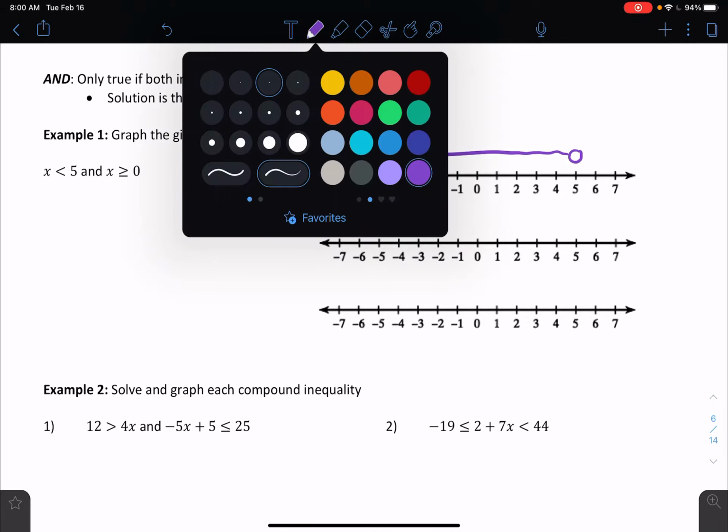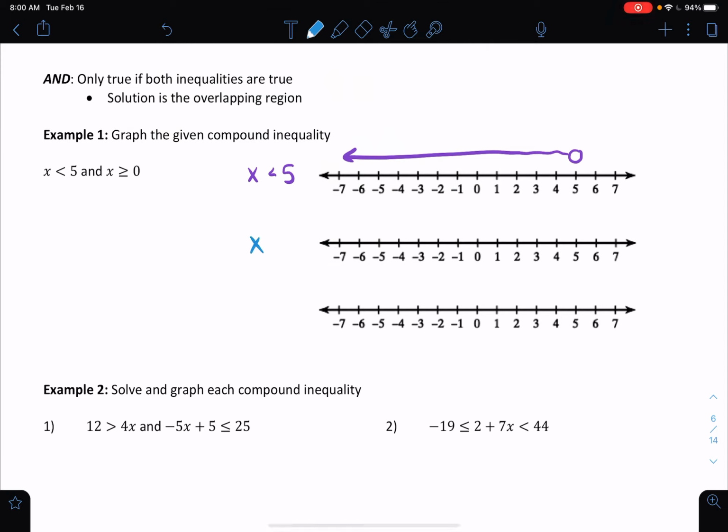If I have x is greater than or equal to 0, this second inequality here, it would be a closed circle at 0 because I have equality. And since x is greater than or equal to 0, I'm going to shade to the right. I'm actually going to make this a little bit longer.